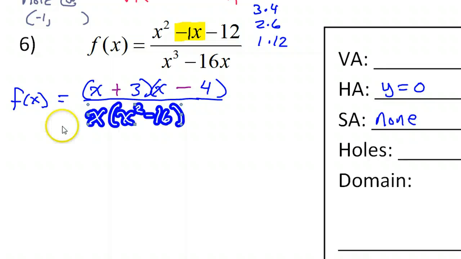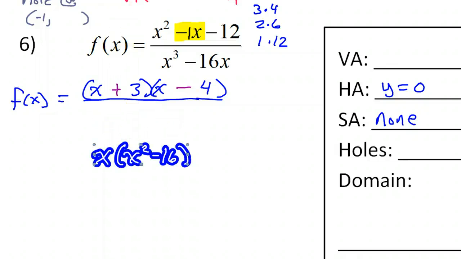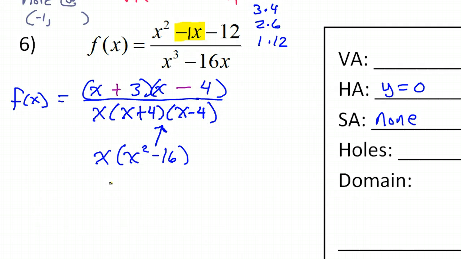Now, what if I were to move this out of the way? Would that scare you? Would that startle you? So I've got my x, and I'm just going to take this x squared minus 16 and factor that as x plus 4 times x minus 4. So now here's my new function.